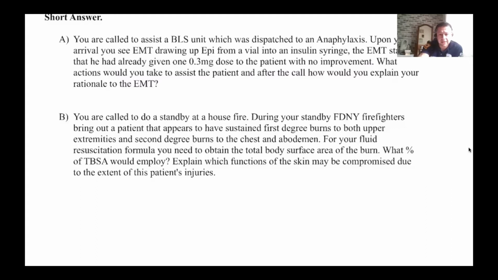So this would be 18%, considering that the second-degree burns are only on the chest and the abdomen. We're not calculating the first-degree burn into it. And then functions, first of all, the protection will be compromised. The hypothermia might kick in because of the surface that was affected.